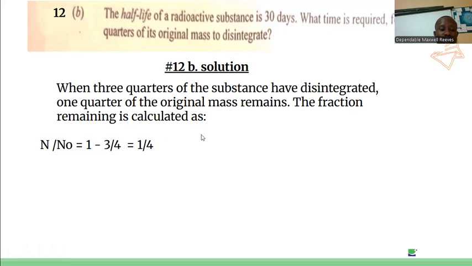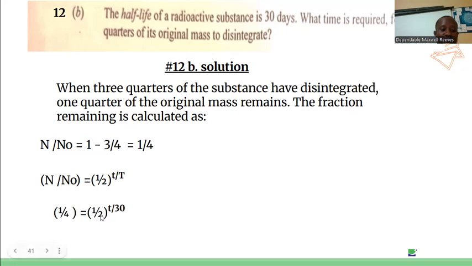So writing our formula down, we have N over N naught equal to 1/2, all raised to the time taken divided by the half-life. We were given the half-life to be equal to 30. So we place in the values, and we have N over N naught equal to 1/4.